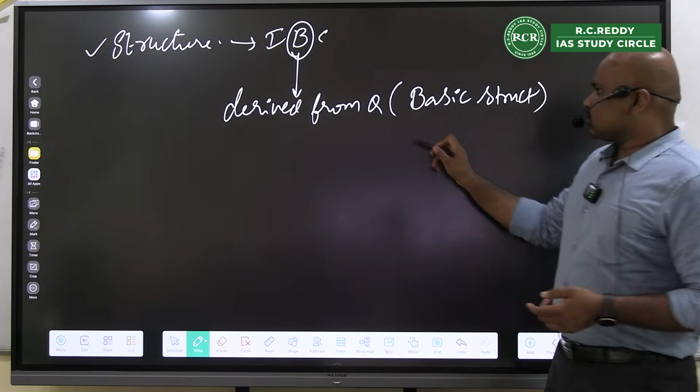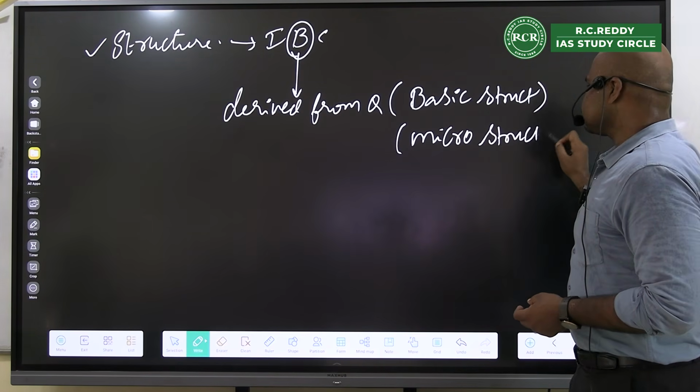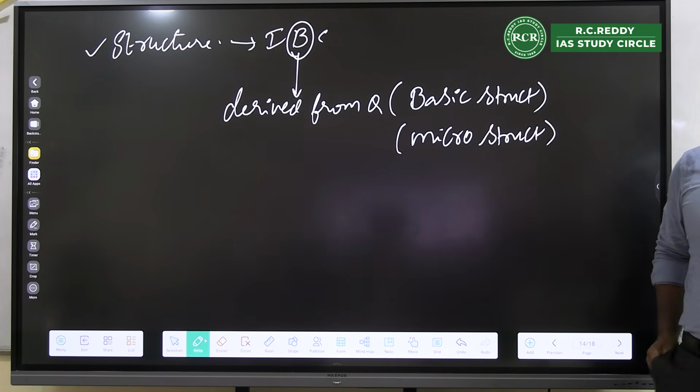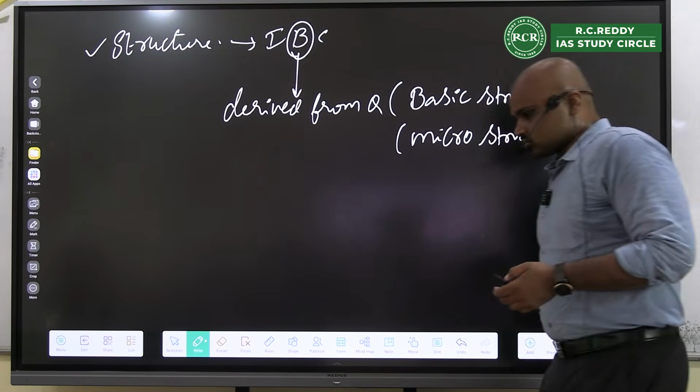Now I have something called a microstructure which is existing. Now when I say microstructure, one thing that you definitely have to remember at any cost for this microstructure is what?